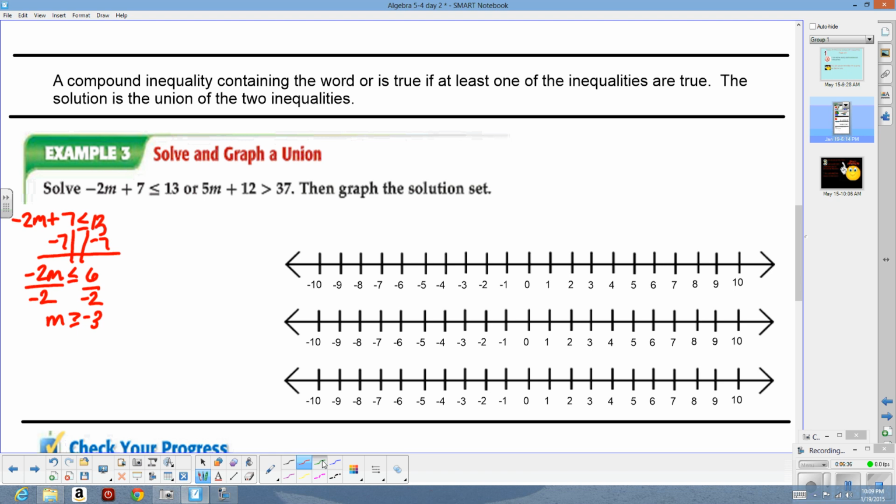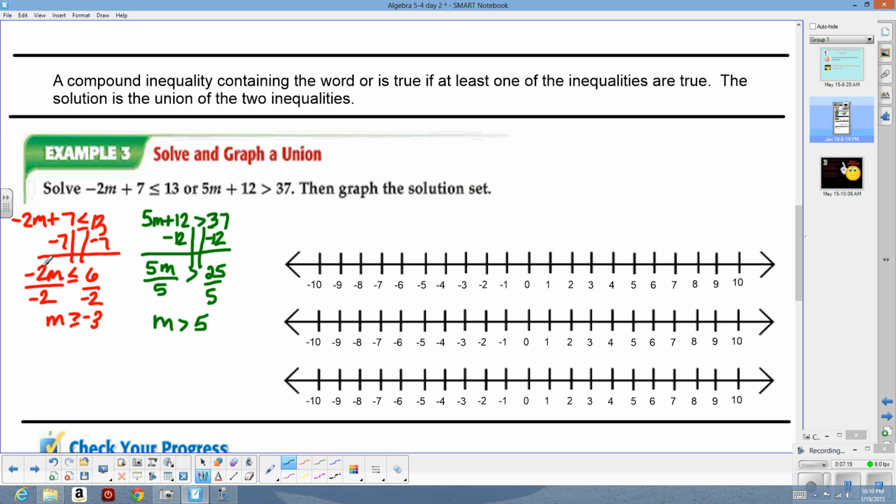And then our other inequality, 5m + 12 is greater than 37. Now to solve this, we would subtract 12 from both sides. And you're left with 5m is greater than 25. Divide both sides by 5. And we have m is greater than 5.